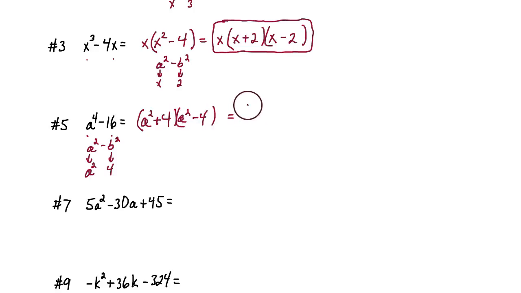So the final answer will start with a squared plus 4, but then the a squared minus 4 will factor with 2 sets of parentheses. A plus 2 times a minus 2.